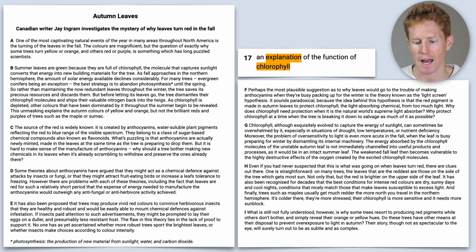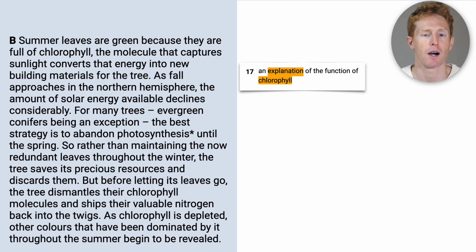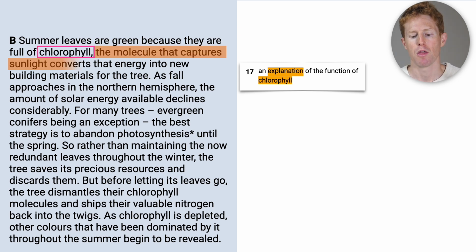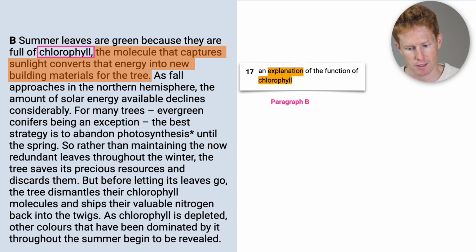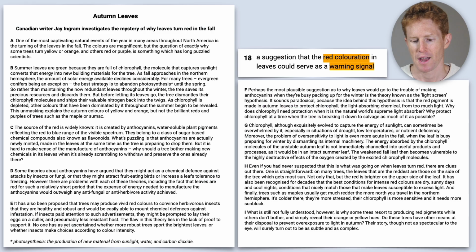Number 17, an explanation of the function of chlorophyll. Okay, so we're looking for chlorophyll, and if it's an explanation of chlorophyll, because it's a technical word, it's going to be the first time it's mentioned. So we're going to go from the top and look for this word chlorophyll. Here it is. Let's read this part in more detail. We've got the word chlorophyll, and then afterwards we've got the molecule that captures sunlight, converts that energy into new building materials for the tree. So yes, we've got an explanation of the function of chlorophyll. The answer is B.